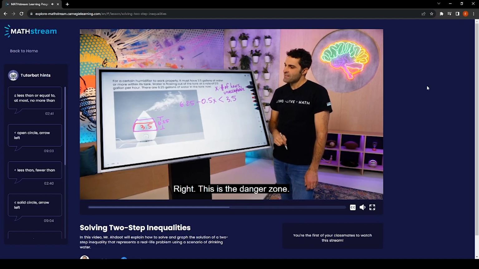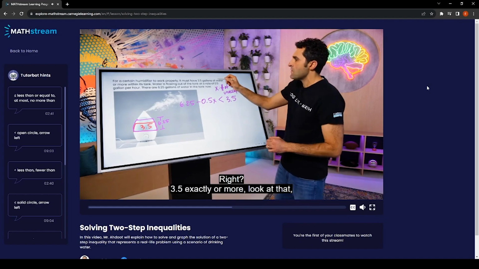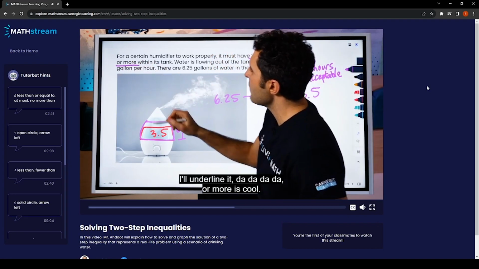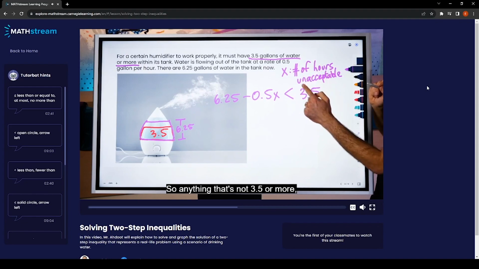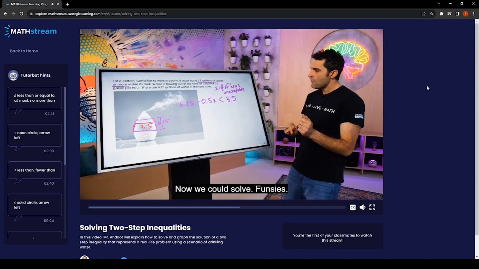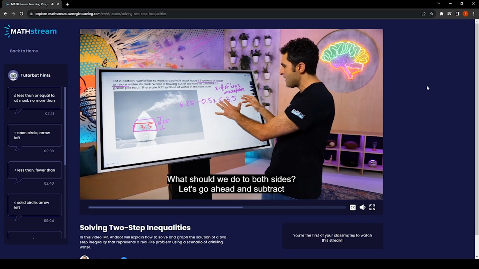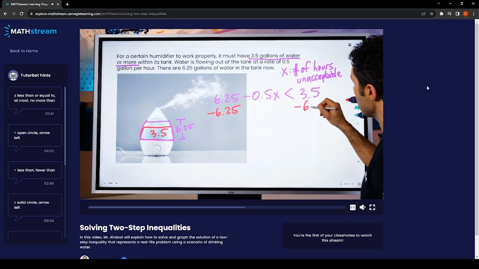This is the danger zone. 3½ exactly or more, look at that. I'll underline it, or more is cool. So anything that's not 3½ or more, which is less than, would be unacceptable. Now we can solve. What should we do to both sides? Let's go ahead and subtract 6 25/100.